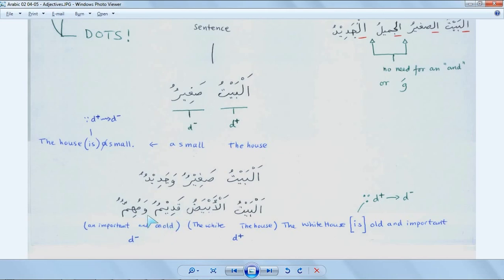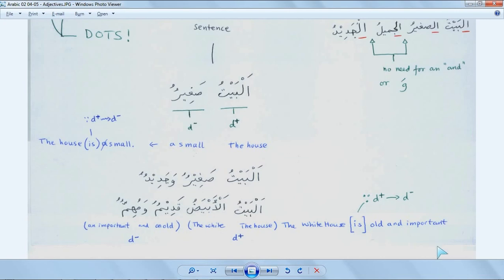And now we have an and, because this whole phrase is almost acting like a single word describing this whole phrase. So we could translate that as the white house. The place where we go from the definite to indefinite is where we put the is. The white house is al-baytul abyadu qadimun wa muhimmun, is old and important.